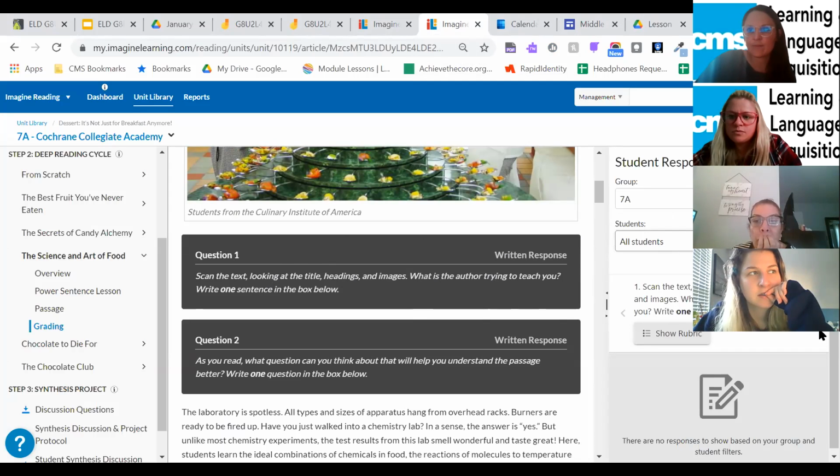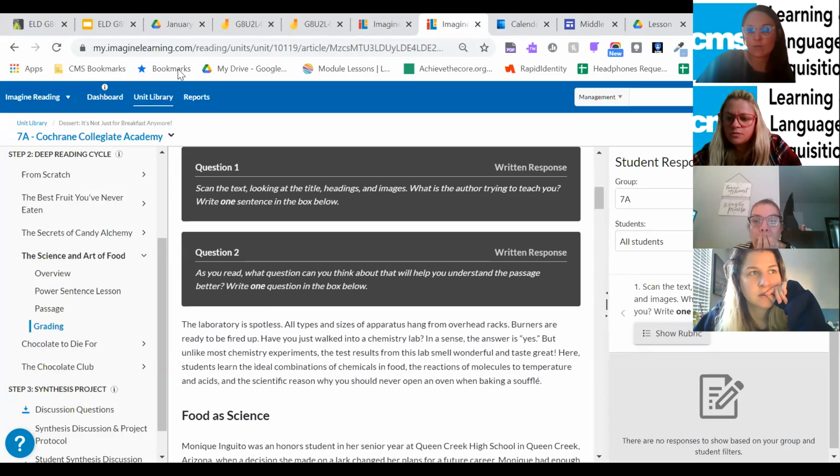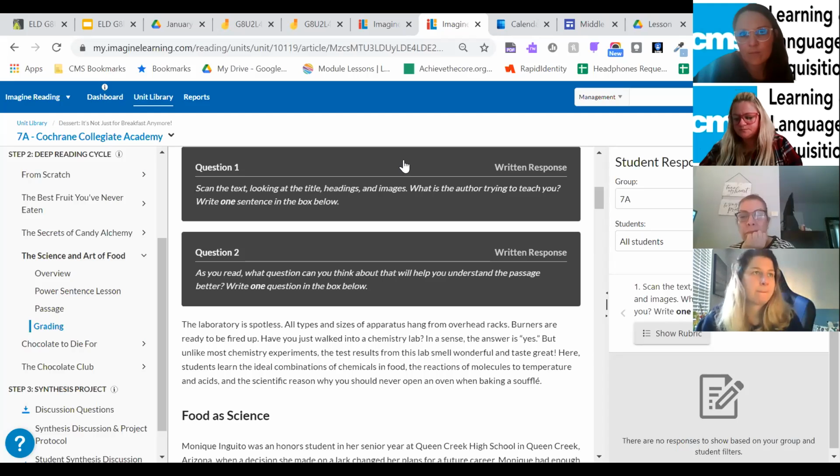Because I did this one this week, and the only one that I could grade was the student who at homework completed every single section. So I was able to grade that part, but the others just did the first two parts, and I couldn't grade anything from them. So that is tricky.